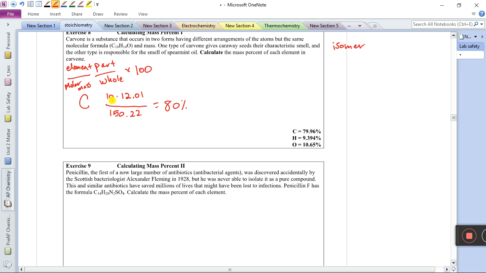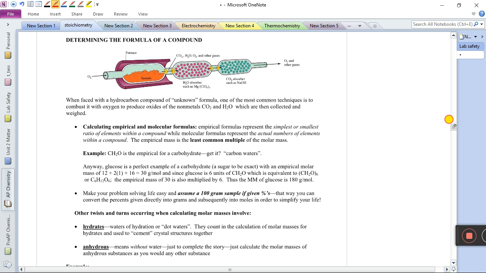All right. And so you do the same thing for your hydrogen, you do the same thing for your oxygen. And if you notice down here, again, try it on your own. If you don't get those, talk to me. All right. Moving on to determining formulas of compounds. Empirical formulas, molecular formulas. So there's a couple definitions up here that you want to make note of.